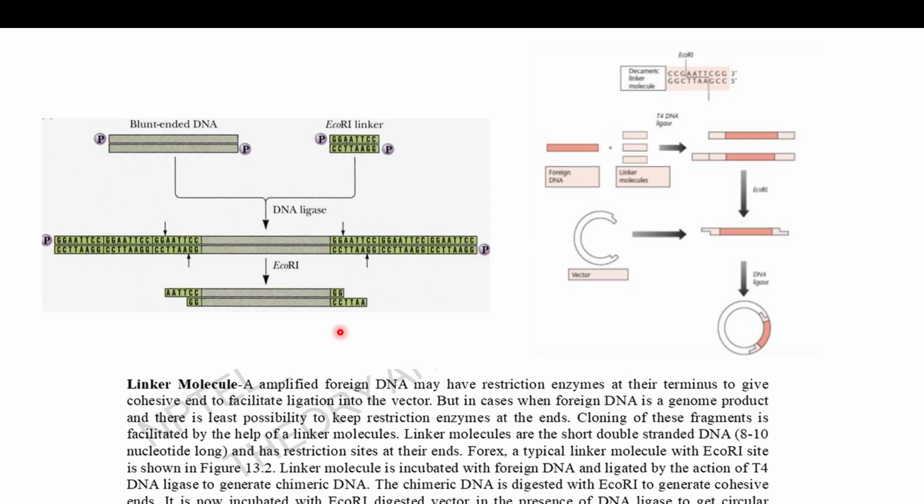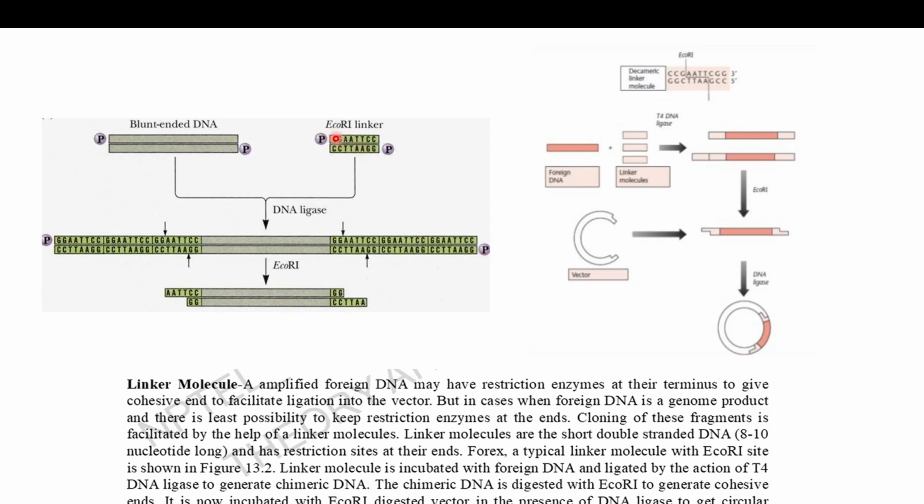Many times we need to use a linker molecule. Suppose one wants to clone or add something to the genomic DNA, which might be really difficult. An amplified foreign DNA may have restriction sites at its termini to give cohesive ends to facilitate ligation into the vector. But in scenarios when the foreign DNA is a genome product, there is a very low possibility of keeping restriction enzyme sites at the ends.